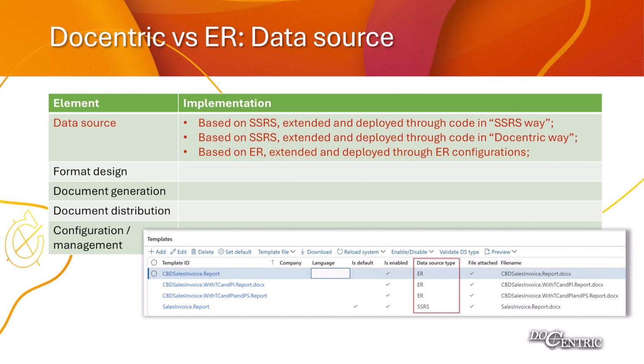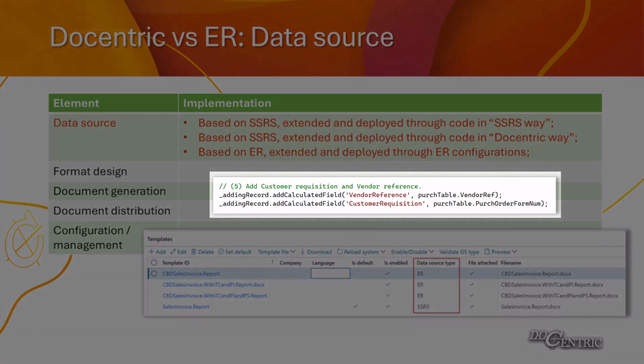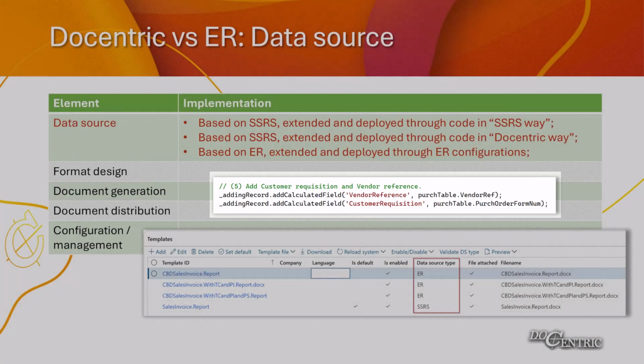You will utilize the Docentric report data preparation framework and DSP classes to extend and reshape the report data source without the overhead of modifying the SSRS temporary tables. Just one line of code is often enough to add a new field to the Docentric report data source, or in this case, 2 lines of code to add 2 fields. If you have developers in your company, this can be the most efficient way of extending the report data source.